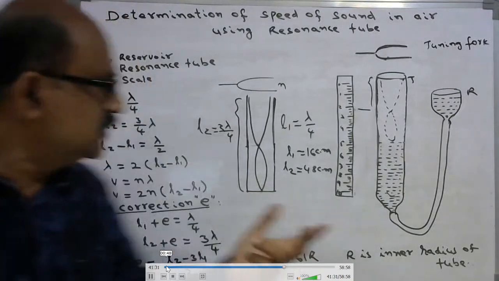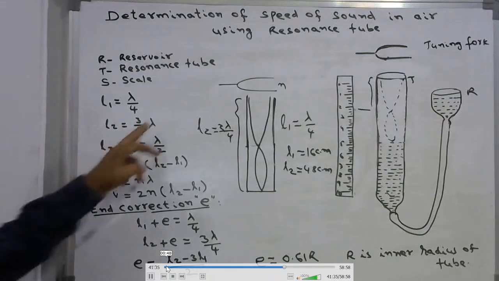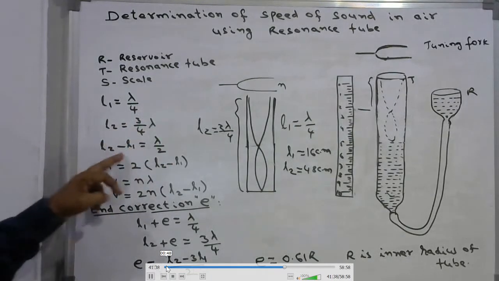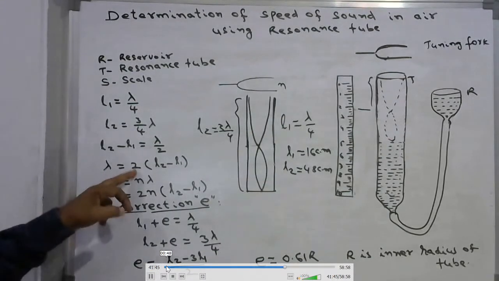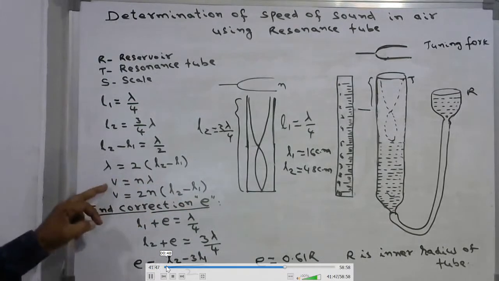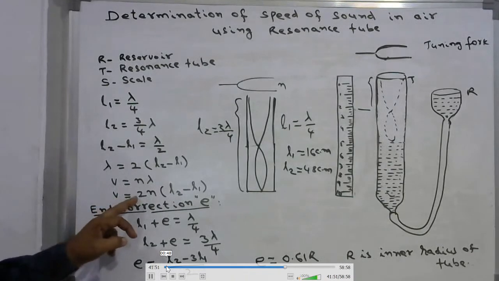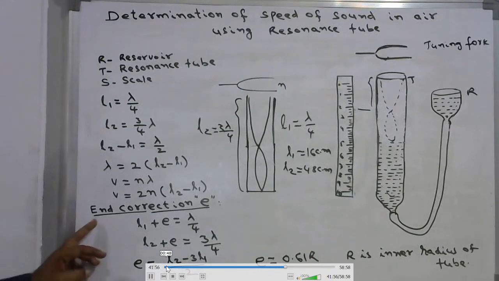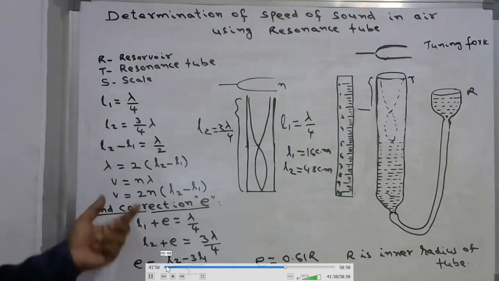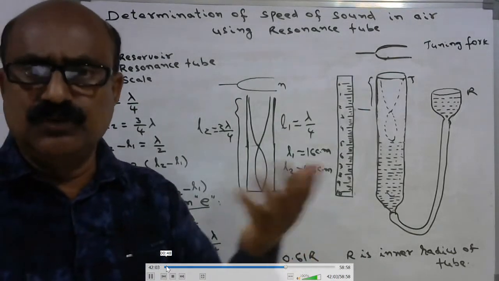The difference between these two lengths: L1 is equal to lambda by 4, L2 is equal to 3 lambda by 4, and L2 minus L1 is equal to lambda by 2. So lambda, the wavelength in this air column, is equal to 2 into (L2 minus L1). As you know, velocity of sound is equal to n lambda. So V is equal to 2n into (L2 minus L1). Now, using this formula, we can determine the velocity of sound in air at room temperature.